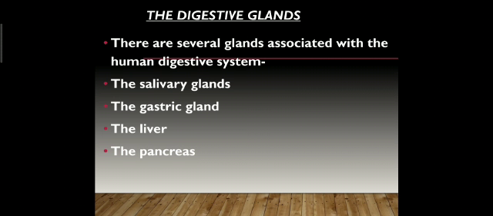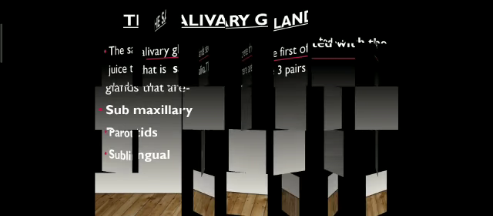Now we are going further with all the digestive glands associated with the digestive system according to your curriculum. So see here, the first one is the salivary gland, the second one is the gastric gland, the third one is the liver, and the fourth one is the pancreas. I am going to explain them one by one. First one is the salivary gland.